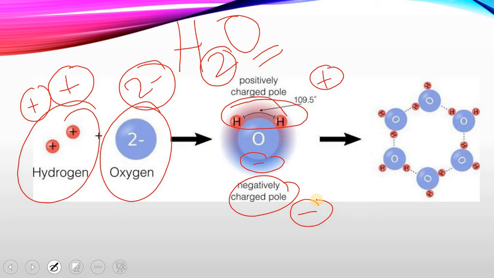For example, if you have a salt, sodium chloride, NaCl. So for example, the sodium chloride is negative.